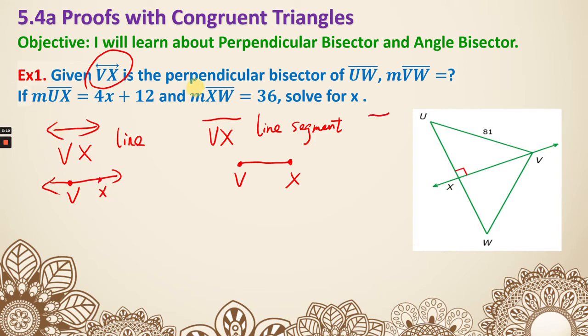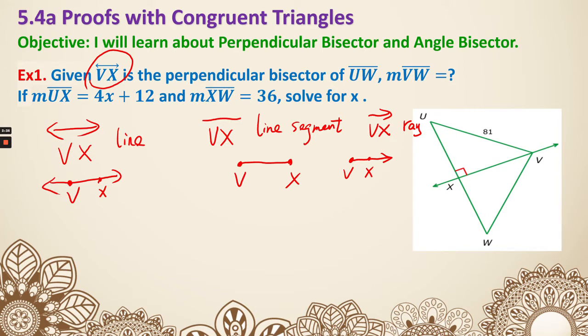And lastly, we also have this that we may see in the future. That is a ray. And it looks like starting from point V, goes through X, then all the way to the right. That's the difference of these notations. Now we can actually start the question. VX is the perpendicular bisector of UW, a line segment, and it is asking for VW.